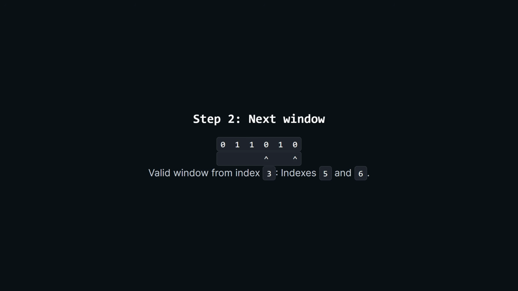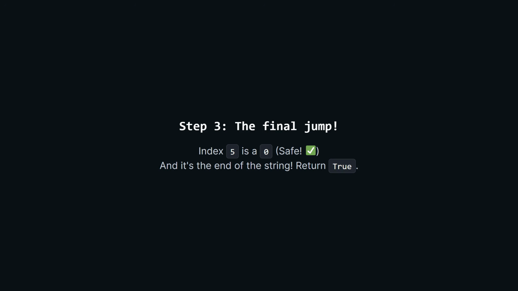2 jumps forward is index 5, 3 jumps forward would be index 6, which is off the board. Index 5 happens to be a 0, and it's the very last spot in our string. Since we reached the end, we successfully solved this example and return true.